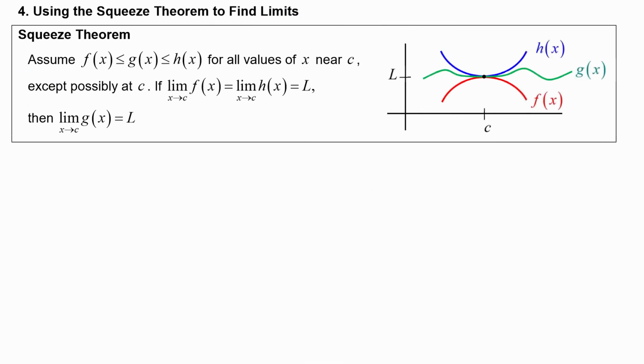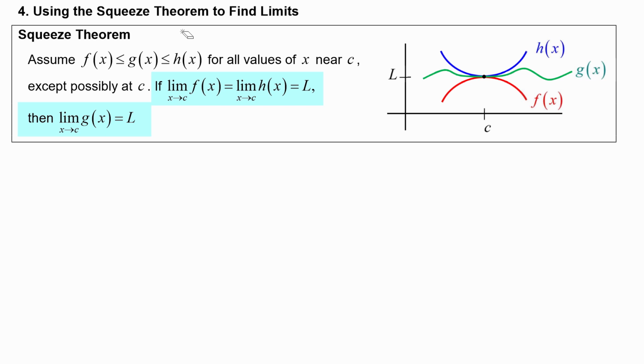Next, you will learn about using the squeeze theorem to find limits. First, let's take a look at the squeeze theorem. Assume f of x is less than or equal to g of x is less than or equal to h of x for all values of x near c, except possibly at c. So we exclude c from this requirement. If the limit as x approaches c of f of x is equal to the limit as x approaches c of h of x is equal to L, then the limit as x approaches c of g of x equals L.